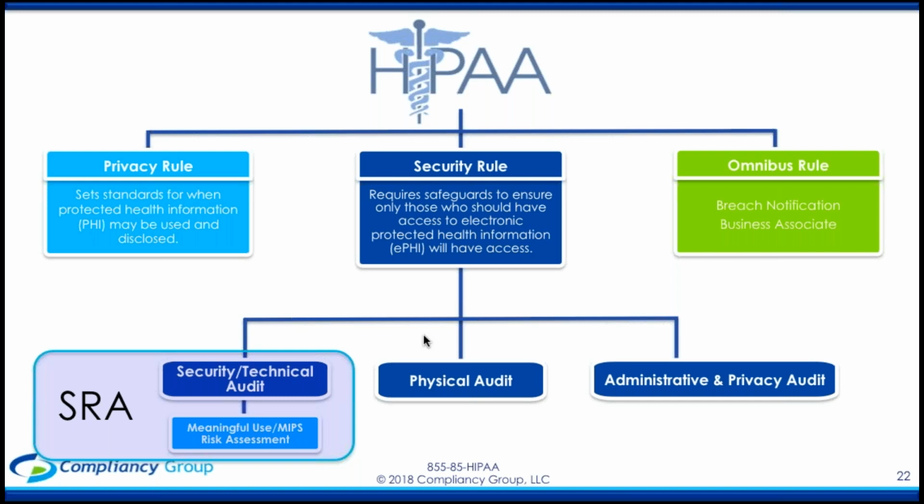But the omnibus rule said 2 really important things. One, any breach that occurs must be reported to the U.S. government. If it is deemed meaningful, it must be done within 60 days. If it is non-meaningful, it can be done at the end of the year. Meaningful is when more than 500 people were potentially affected.